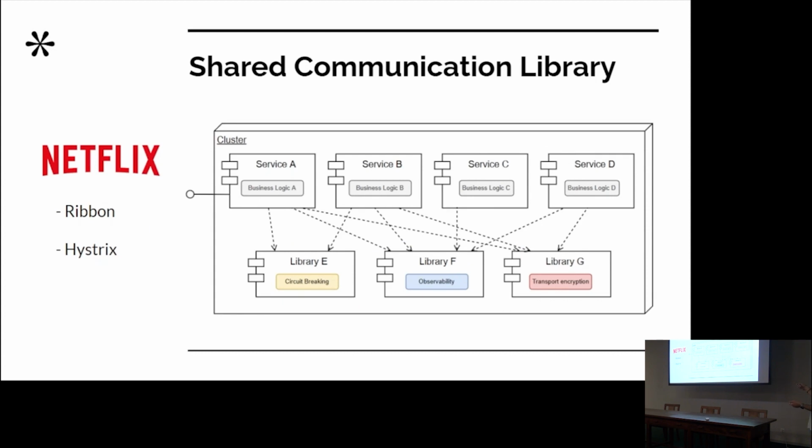Shared communication library. Well, this problem of the cross-cutting concerns is not new, right? Microservices is a very old pattern. So people used to have a solution for this, and that's libraries. Netflix, for example, has a bunch of libraries that they use to tackle their cross-cutting configuration problems, like Ribbon or Hystrix. And you basically create your features, create a library, and it's used on the different services.